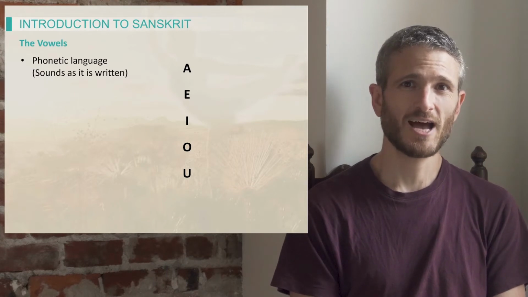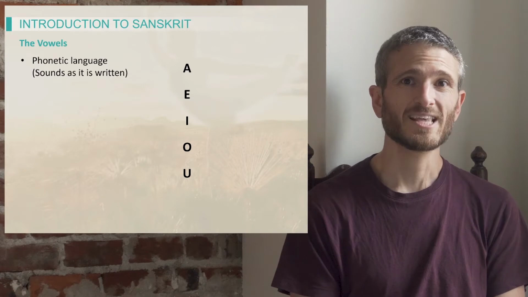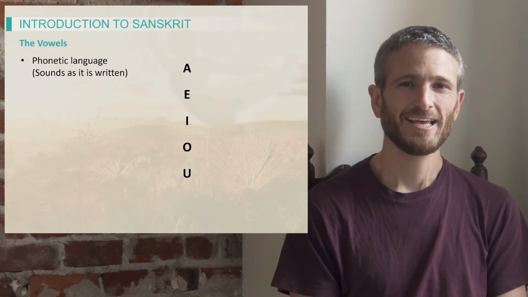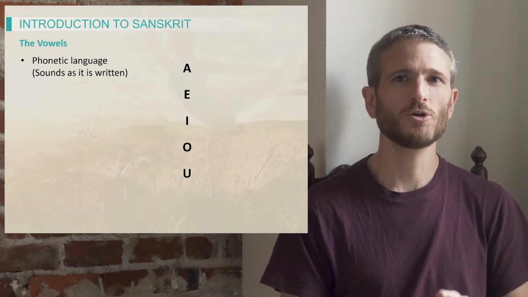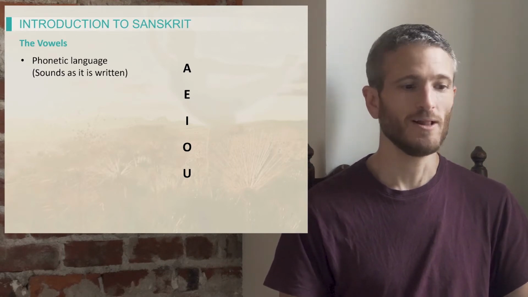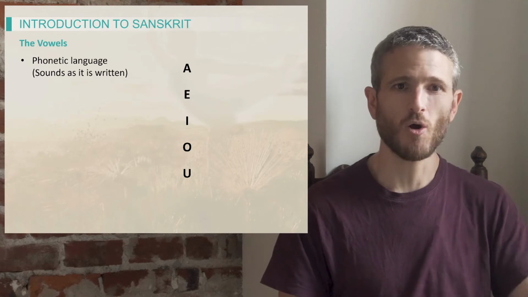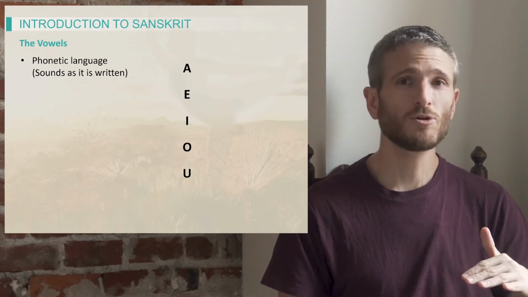These 5 basic sounds in Sanskrit and in transliteration in general are always A, E, I, O, U. Wherever you see this letter that we call A, the sound is always going to be A, which makes it really simple because you don't need to know anything more. You just see that letter, it's always going to be A. The letter E is always going to be E.